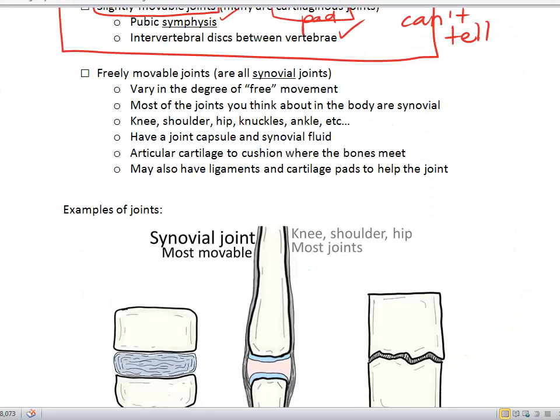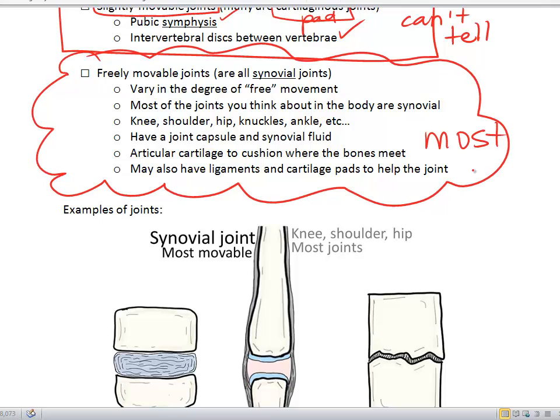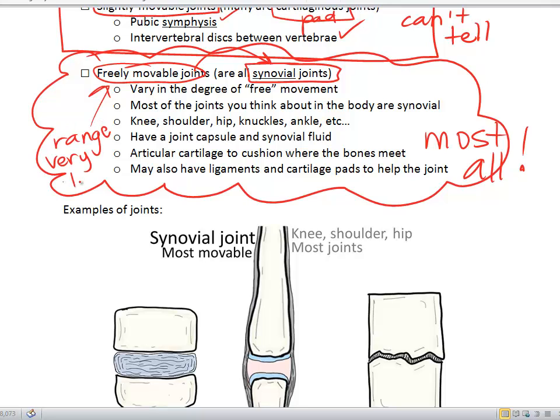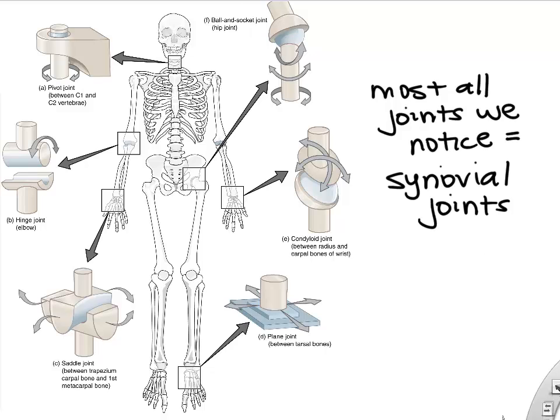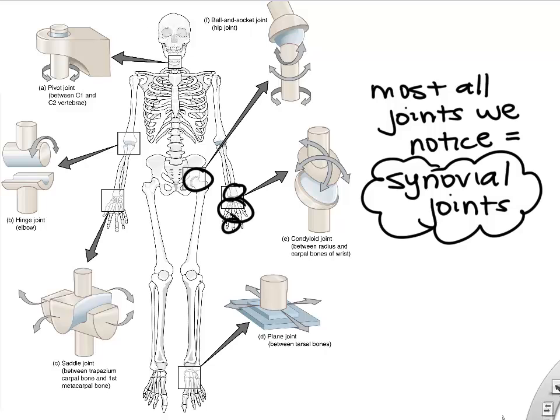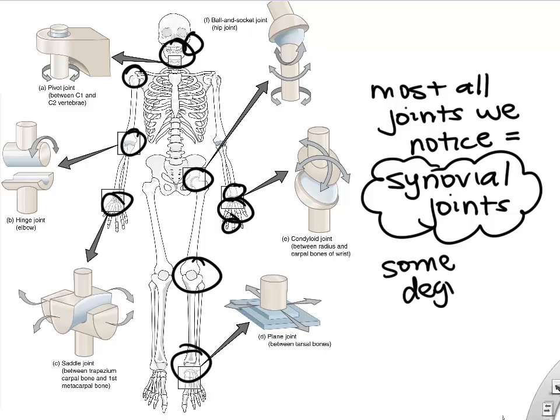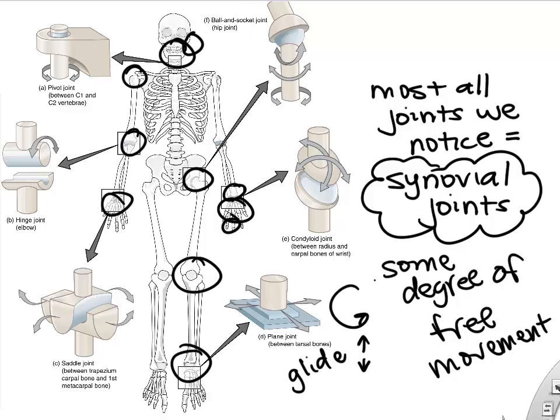So that takes us to what are called freely movable joints, all of them are considered synovial joints. So you'll have to remember that word, synovial joints. They range from a lot of movement to just slight movement, depending on which joint. Most all the joints we notice and that we're familiar with are considered synovial joints. So your hip joint, our phalanges, our jaw, our shoulder, our elbow, our knee, our wrist. To some degree, all of these are synovial joints with free movement. Some of them just glide a little bit, like you may not notice your sacroiliac joint moving much, but it glides enough to be considered a synovial joint.